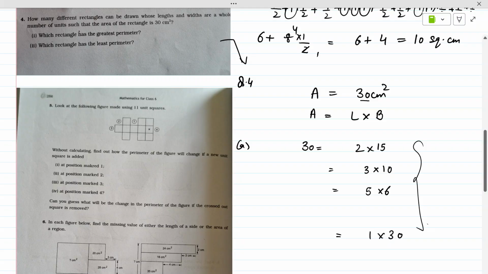Now, which rectangle has the greatest perimeter? So in order to find the perimeter, what we have to do? Perimeter, the formula is twice of length plus breadth. So let us find out the perimeters of all these here. 15 plus 2 is 17. 17 into 2 is 34 here. In this case, the perimeter will be 34.